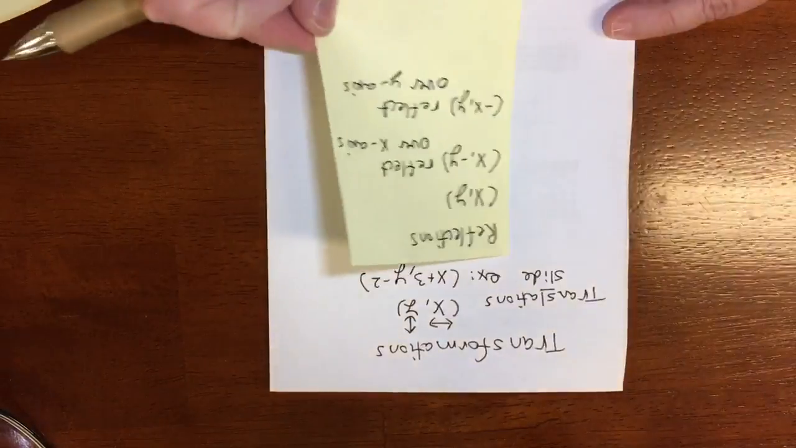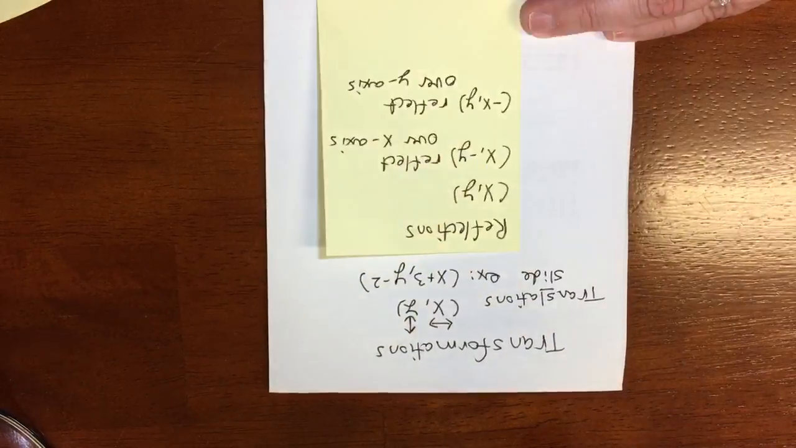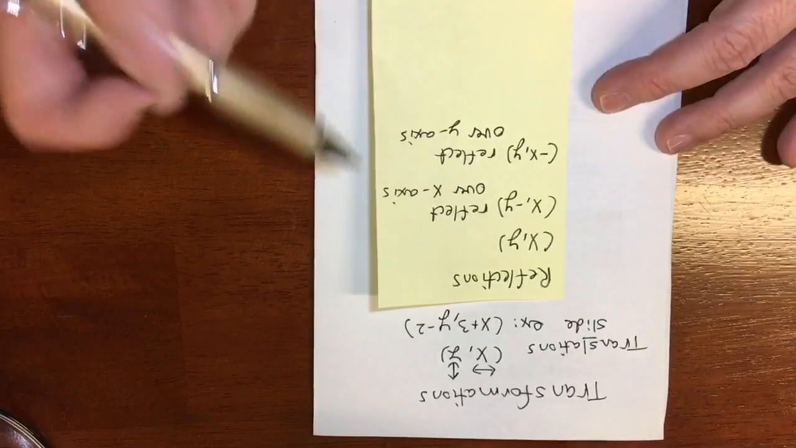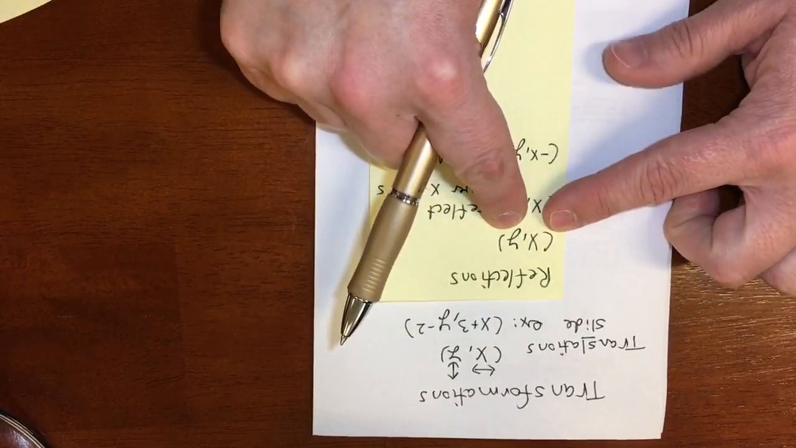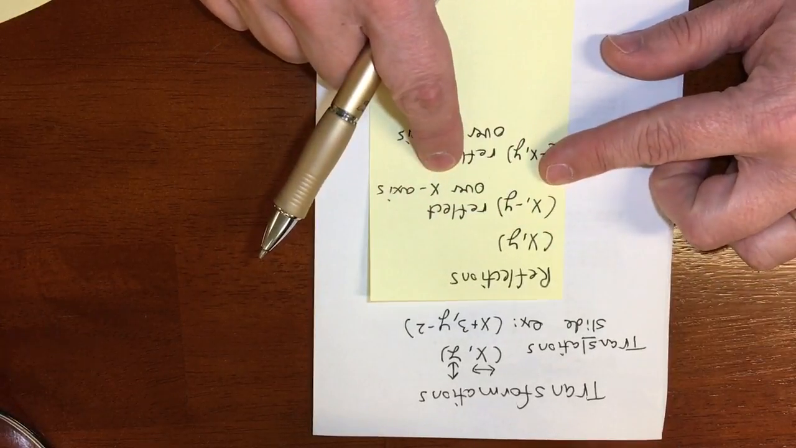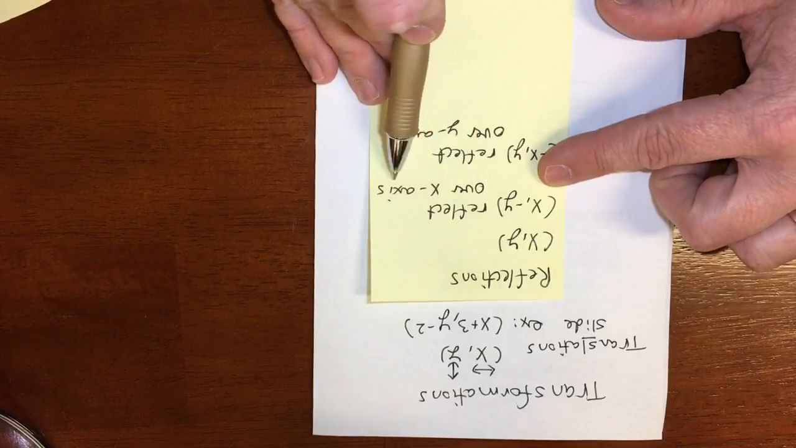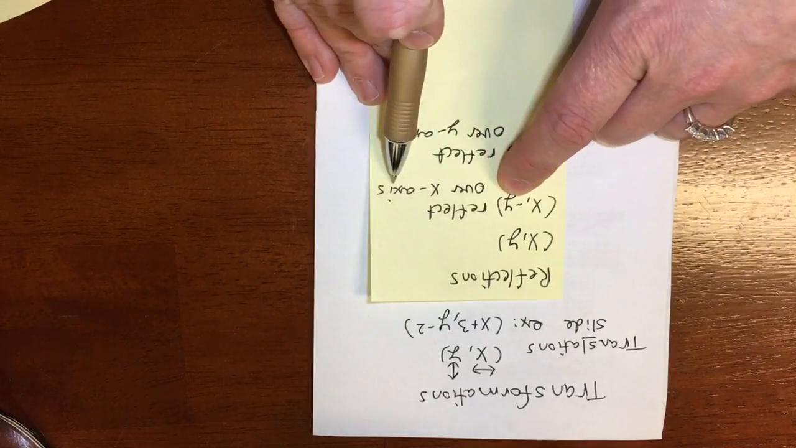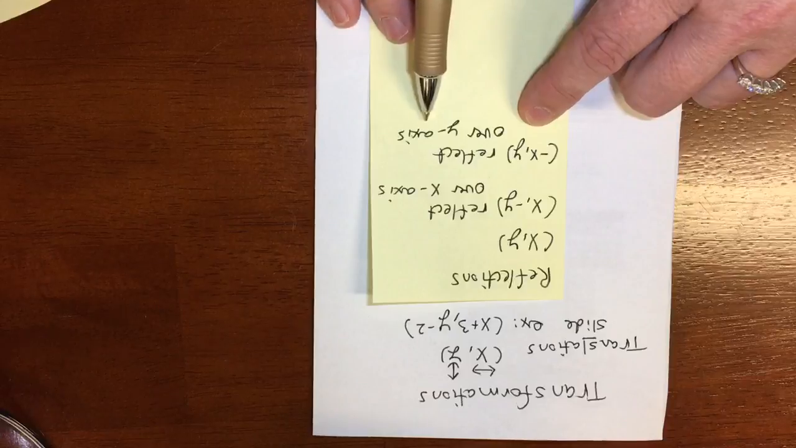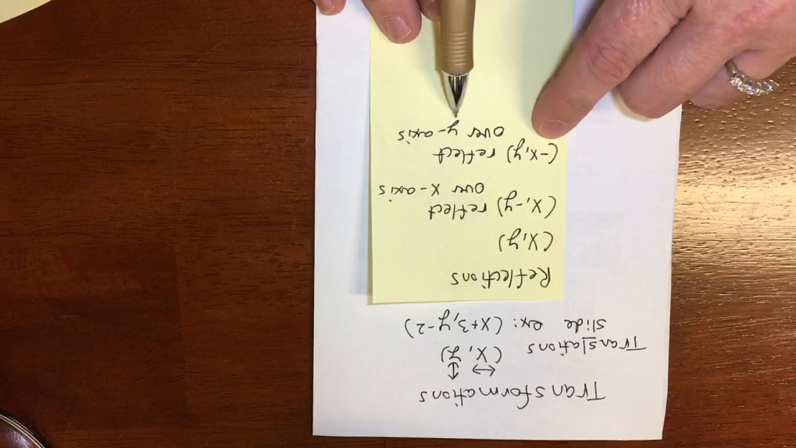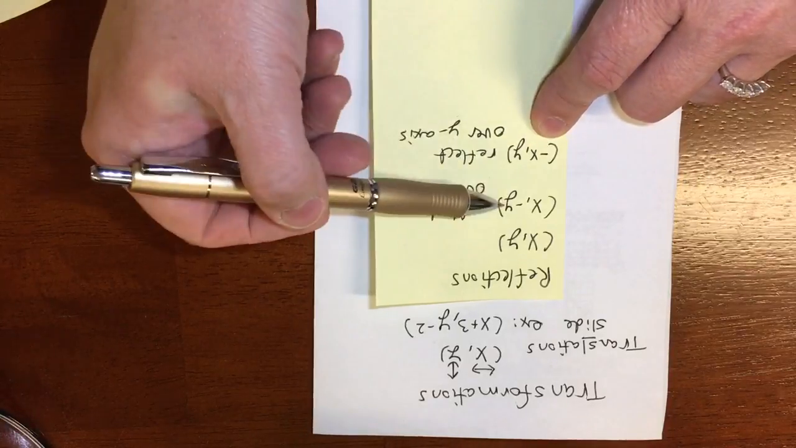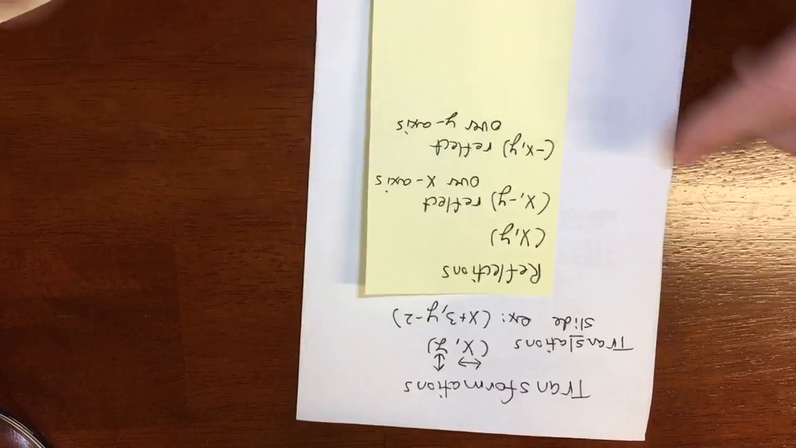All right, the other transformation we have is the reflection, and our ordered pairs start off x and y, and we can reflect over the x-axis by changing the y to the opposite, or we can reflect over the y-axis by changing the x to the opposite. So these are what the reflections will look like algebraically.